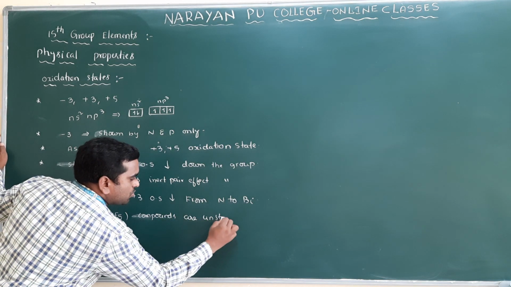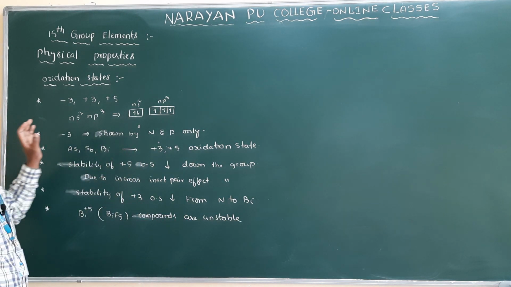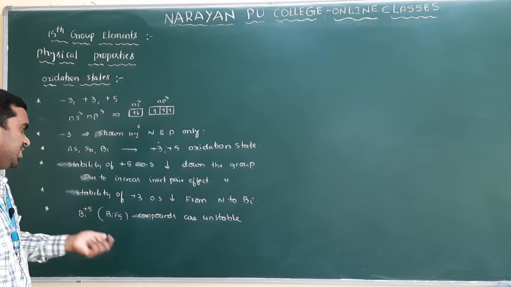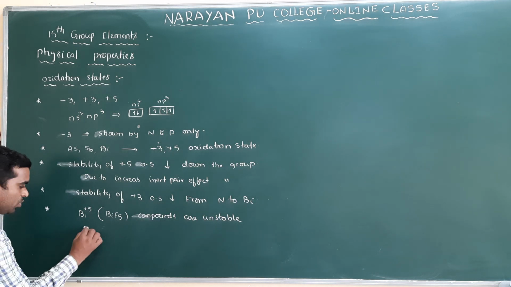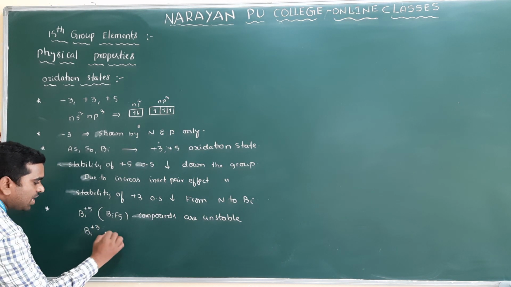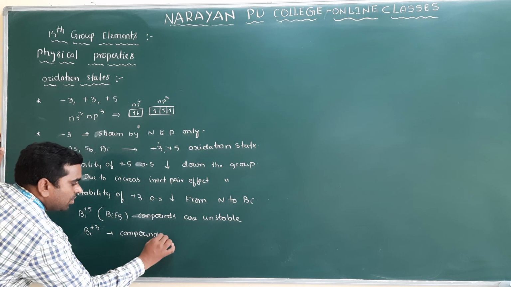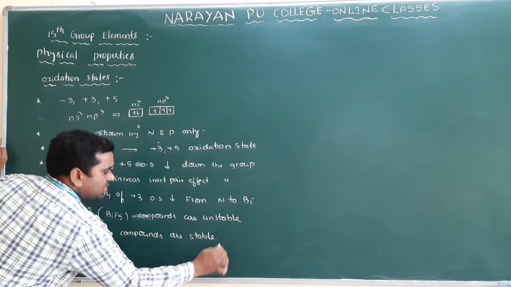BiF5 compounds are which one, here? Unstable. Why? Because of the inert pair effect. Bismuth, instead of showing the +5 oxidation state, which oxidation state will it show? +3. So that's why, and you know that this is unstable. But you know, Bi+3 compounds are which one, here? Stable. Compounds are stable. Clear?